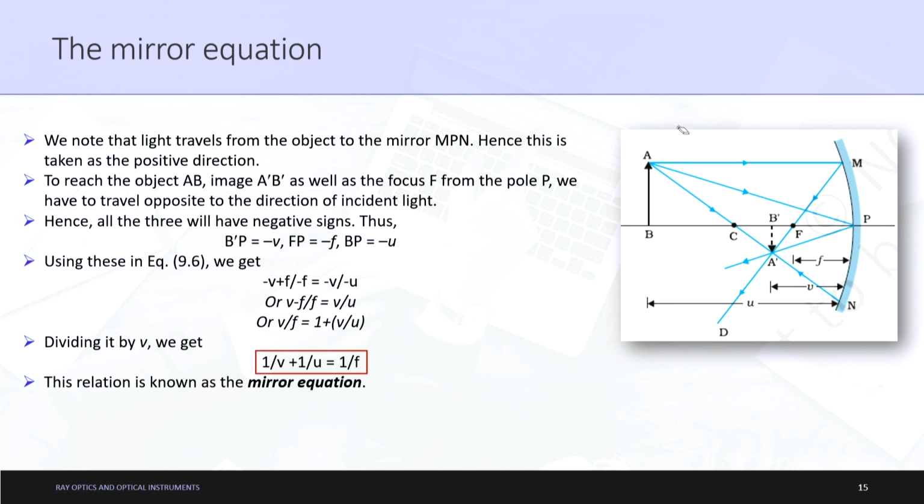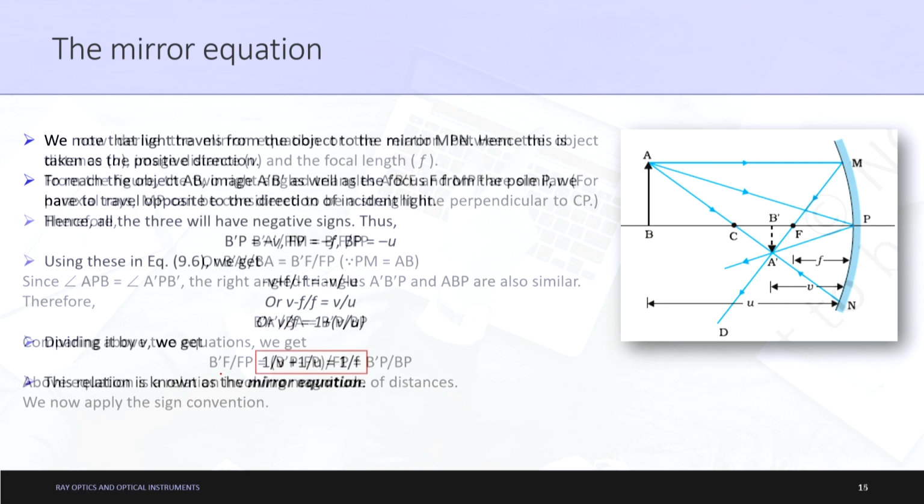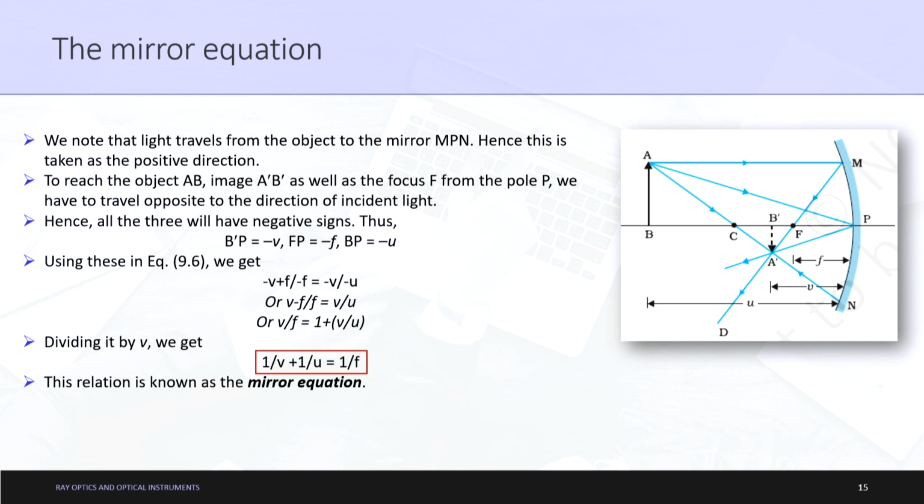This is the object distance, that is, the distance of the object from the pole of the mirror. Just putting every value in this equation, we will get minus v plus f, that is, minus v minus f. So, deriving the equation here for you, it is minus v minus f upon minus f is equal to minus v upon minus u.